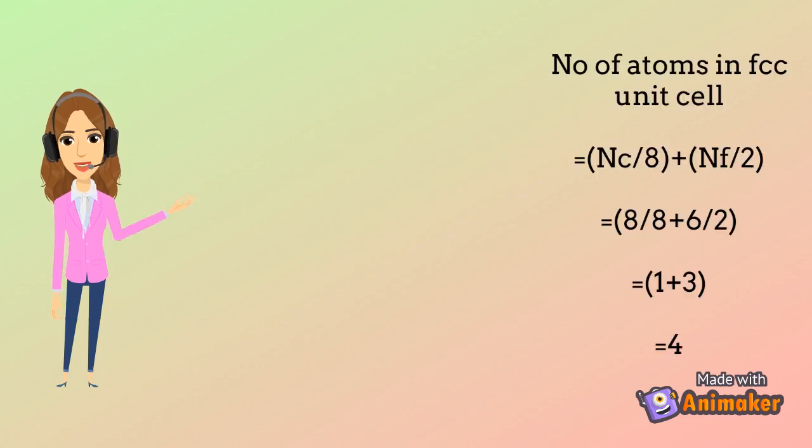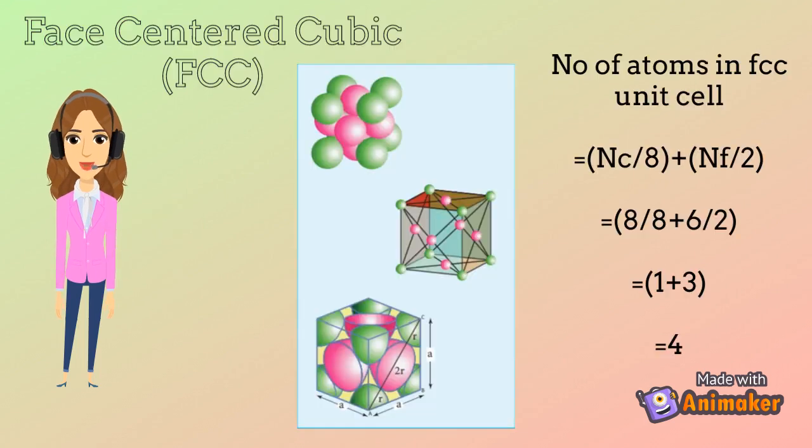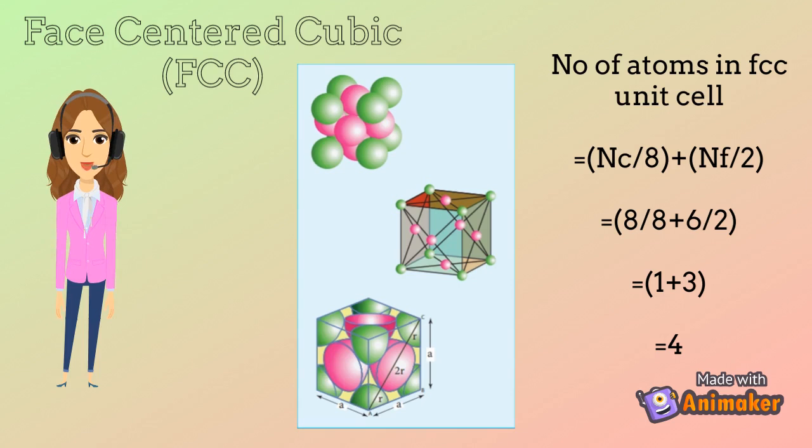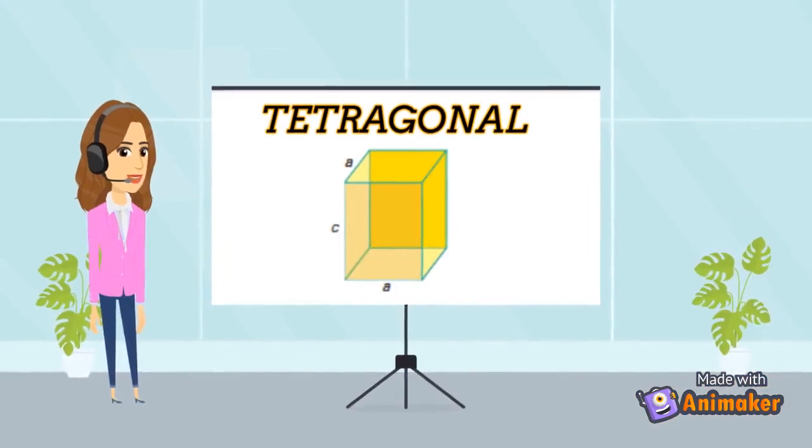And the last is face-centered cubic, in which identical atoms lie at each corner as well as in the center of each face. The atoms in face-centered are shared by 2 unit cells, and the coordination number is 12 and the total number of atoms is 4.